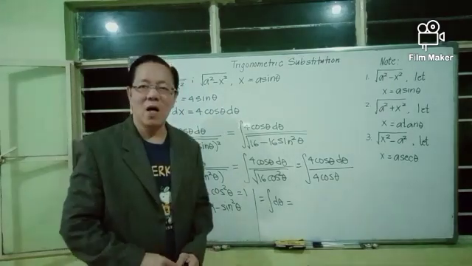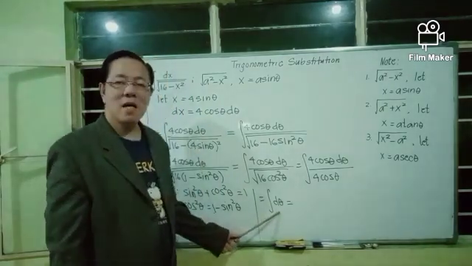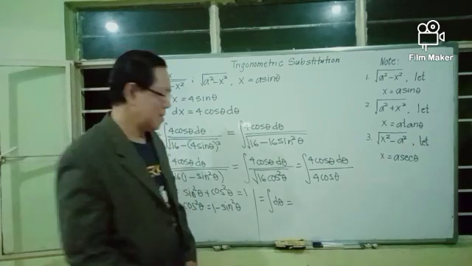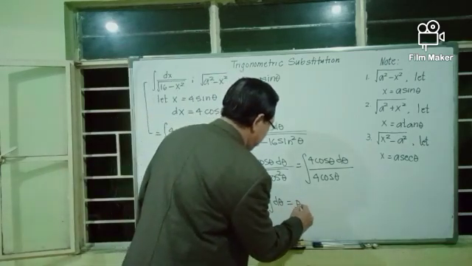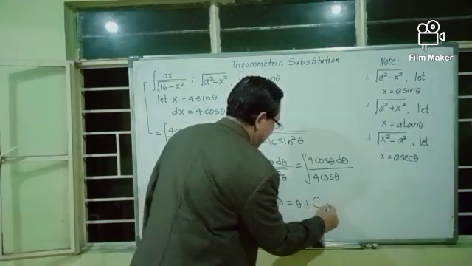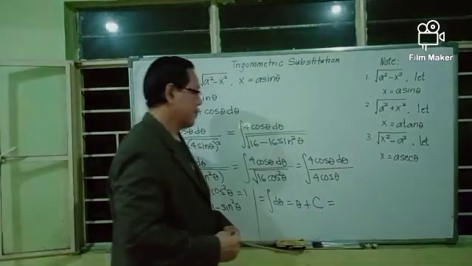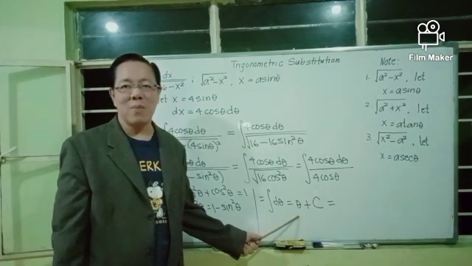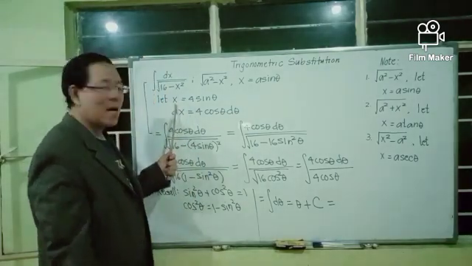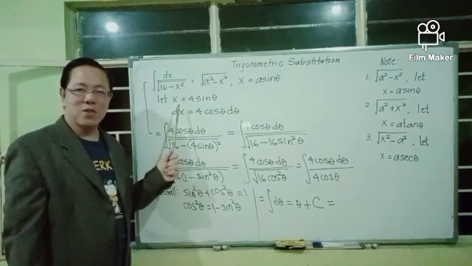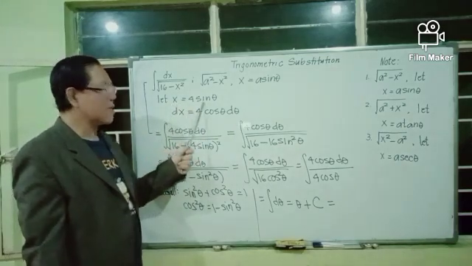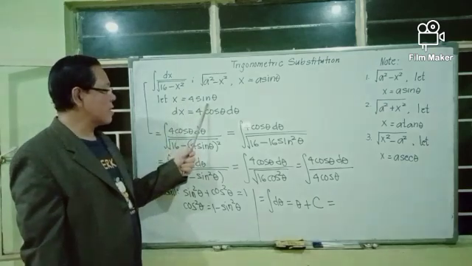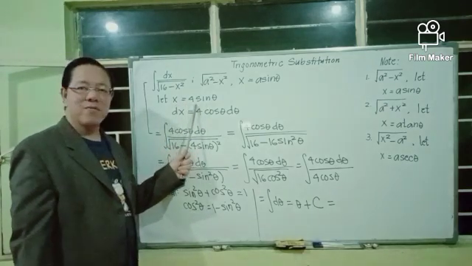And the integral of d theta is theta plus c, the constant of integration. And we have to write the answer in terms of the original given variable x. Again, we go back to our substitution. The substitution we used, x equals 4 sine theta. Dividing both sides by 4, we get sine theta is equal to x divided by 4.